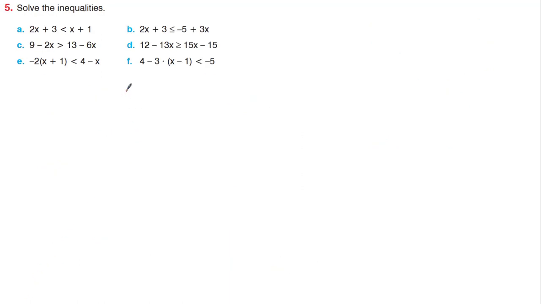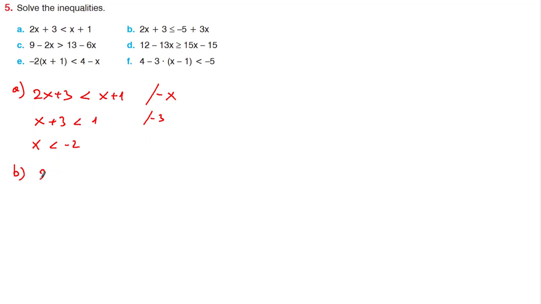And the fifth exercise, under A, we get 2x plus 3 less than x plus 1. We will subtract x from both sides, so we get x plus 3 less than 1. We will subtract 3 as well, so x is less than negative 2.